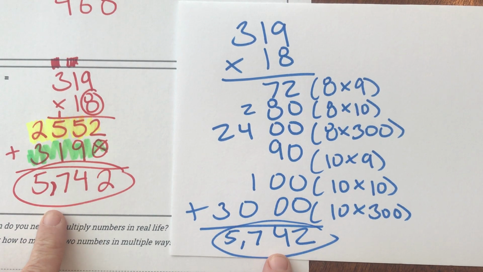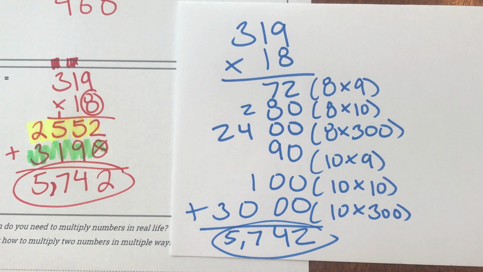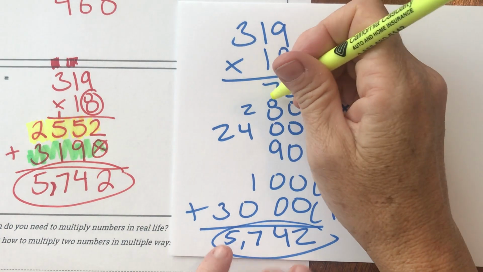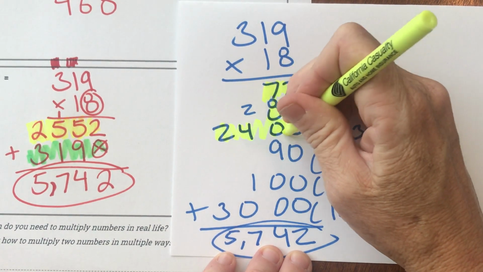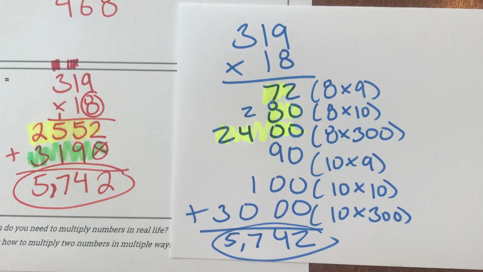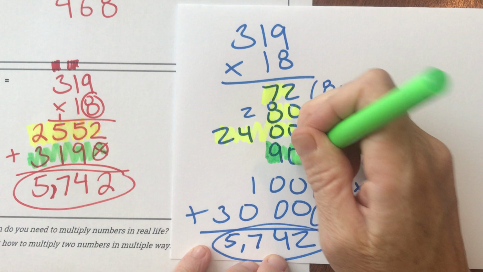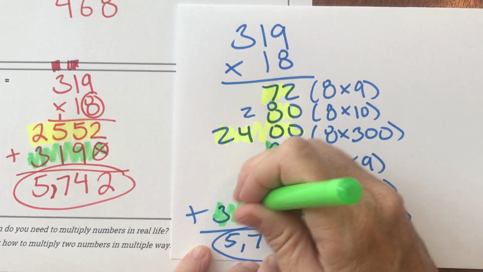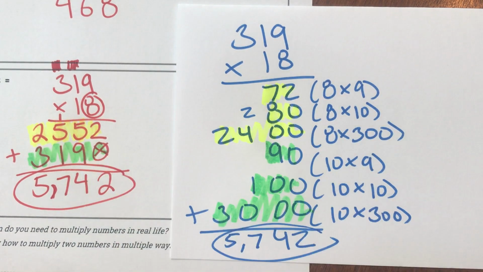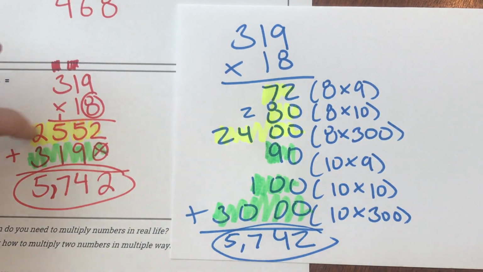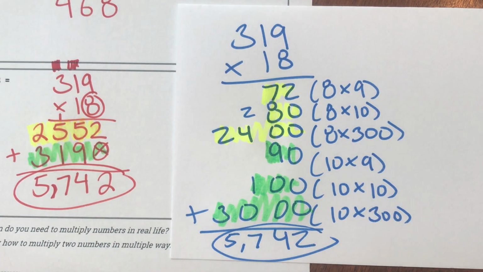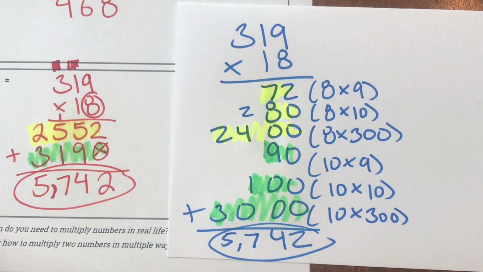But notice I had the same answer and the same idea, that if I took 72 plus 80 plus 2,400, I would get this. And then if I added just the 90 plus the 100 plus the 3,000, I would get that. So again, I've just condensed or squished 3 steps into one. Okay, ladies and gentlemen, let's get started and do some of these together.